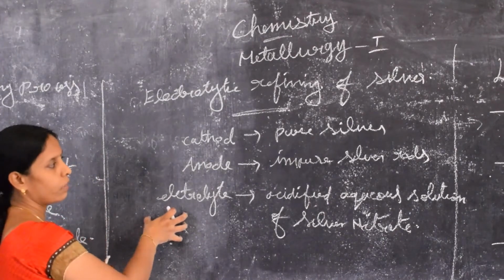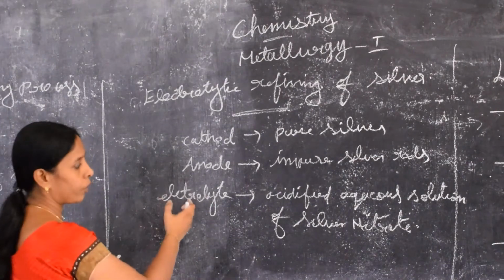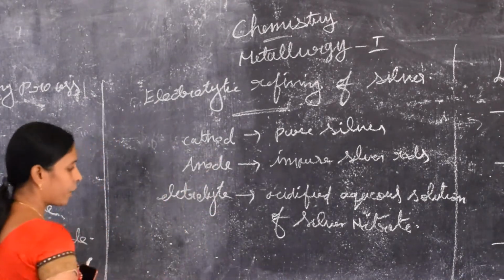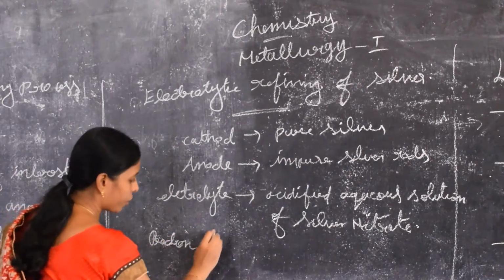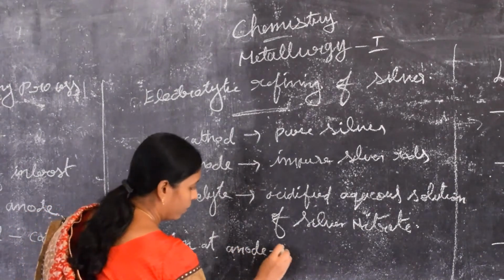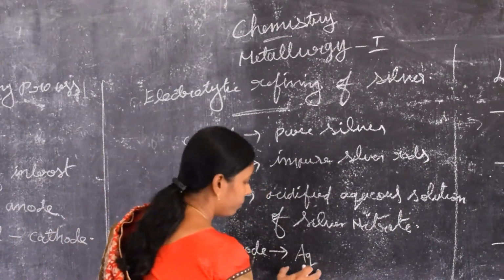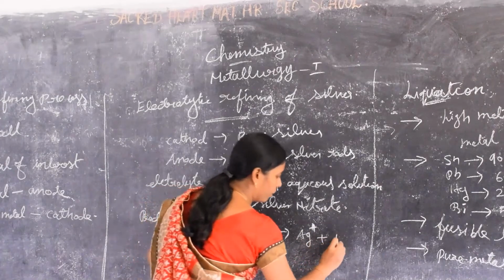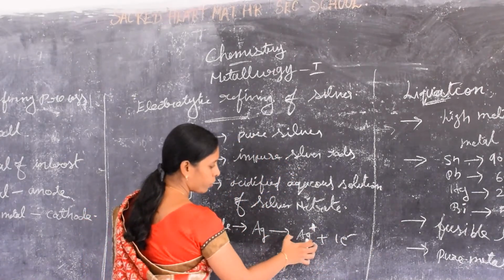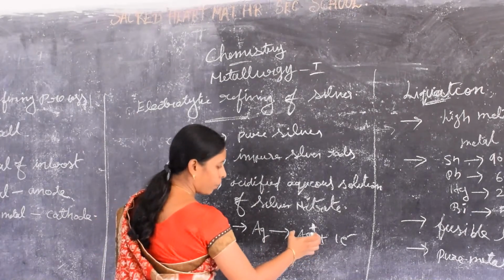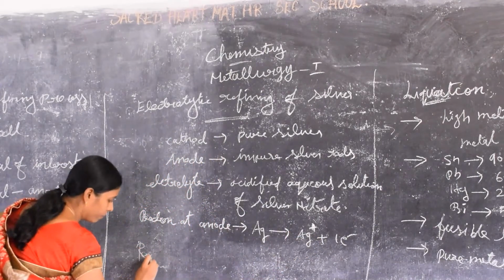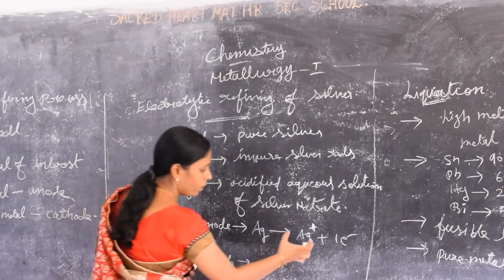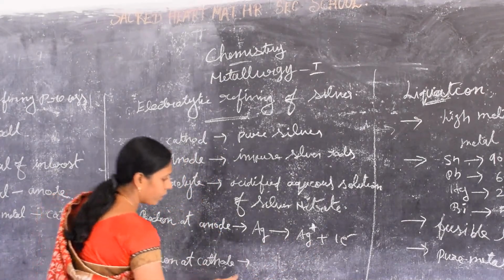And then, when current is passed through this electrolyte, what are the reactions? The reaction at the anode: silver metal loses one electron to form Ag+. The positively charged silver ion goes into the solution and then migrates towards the cathode. Reaction at the cathode: this positively charged silver ion migrates towards the cathode.